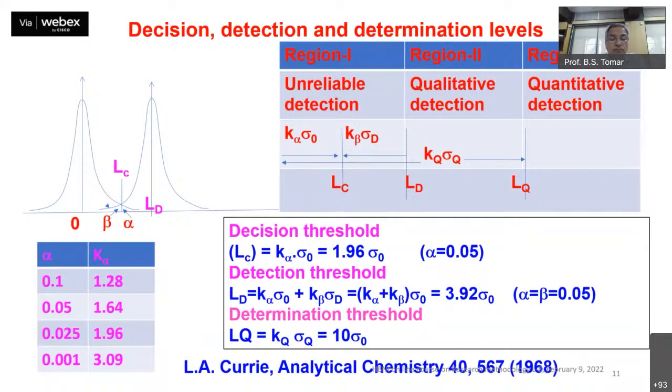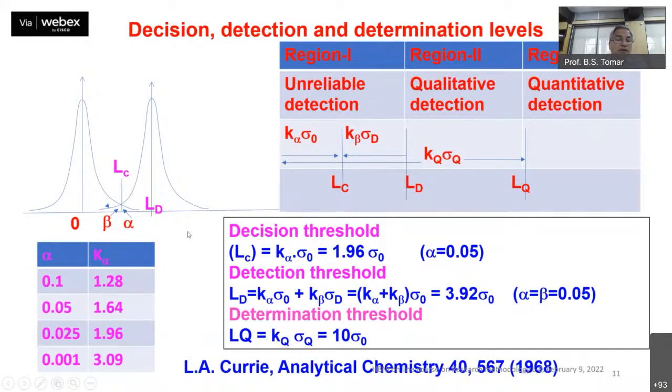Then to be more sure, you define the population and the distribution for the sample. It is another level of confidence: the value you add to that is beta for the sample, which gives the type 2 error. So K beta for this sample distribution, into the standard deviation of the sample. So this also you can have the same table.